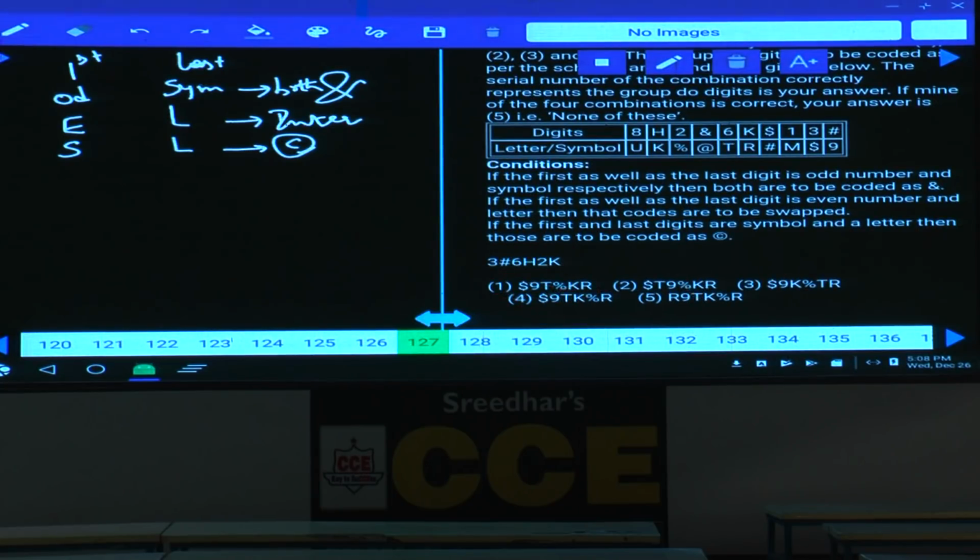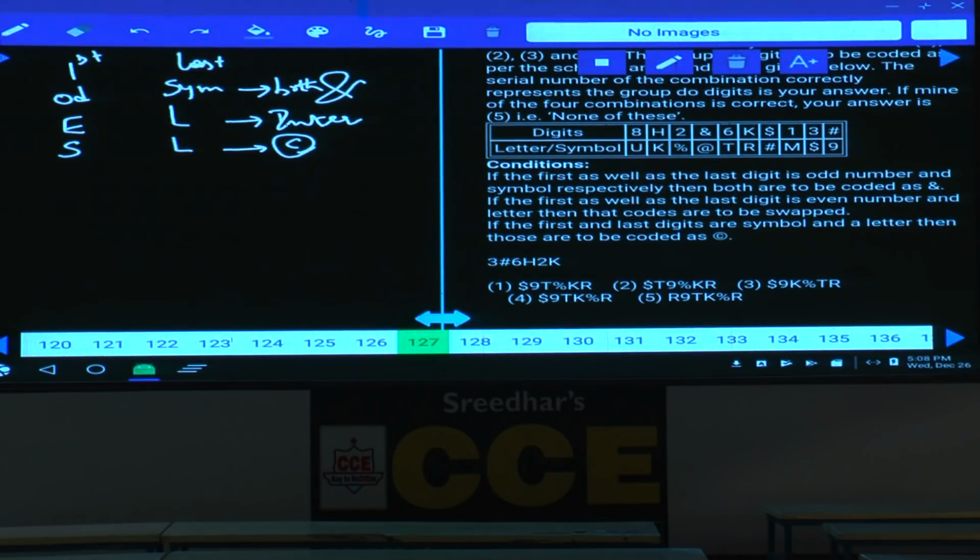Question number 126. Then 127. 3 and K. 3 is odd and K is what? The first as well as the last digit is odd and symbol. Odd and symbol. Yes, it comes under which category? Tell me here. It does not come under any one of these three. First is odd, last is a letter here. Here odd and symbol is there. Hence symbol and letter. Hence, follow according to the given condition.